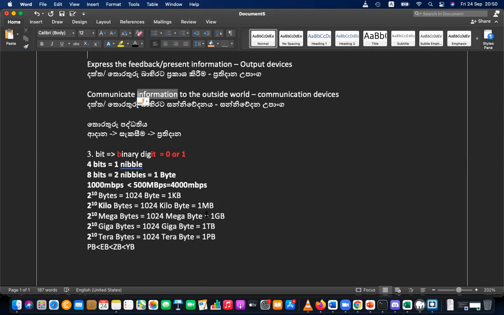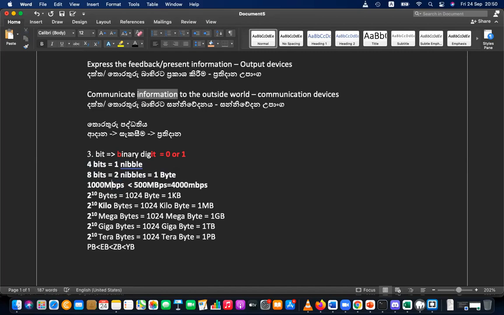Likewise there will be 16 combinations for a nibble, right? But 4 bits is called a nibble, and 8 bits, 2 nibbles, we call 1 byte. Please note this capital B and simple B. If you have something called Mbps, it means megabit per second.